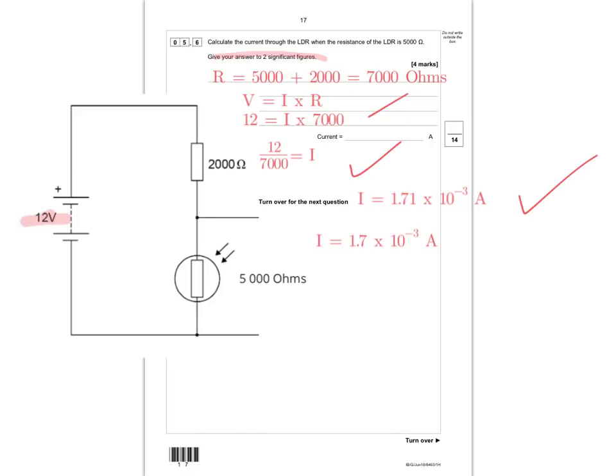So the fourth and final mark is for giving your answer to 2 significant figures, as shown here, and by stating that I is equal to 1.7 times 10 to the minus 3 amps. That's the fourth mark for this question. So that brings us to the end of the question, so please give yourself a mark out of 14. And now get ready to move on to question 6.